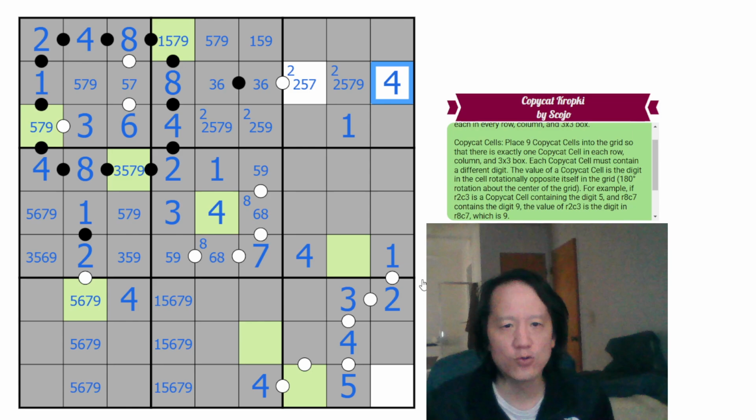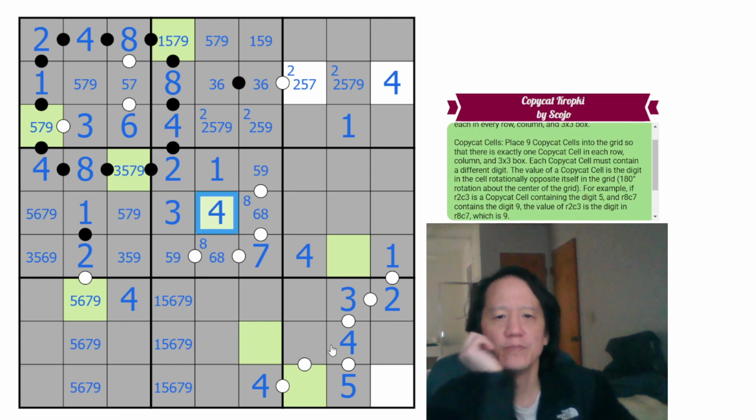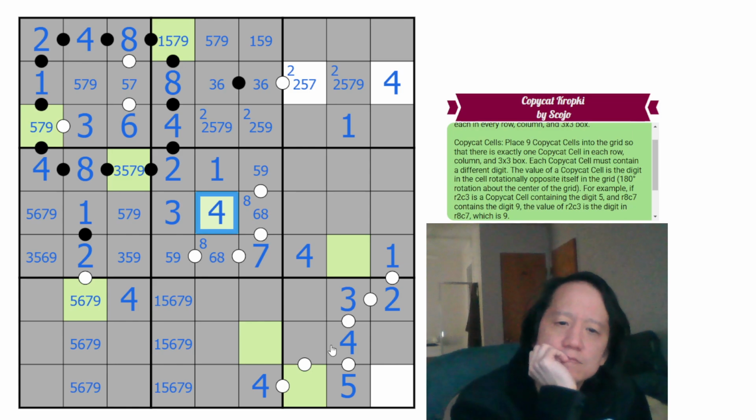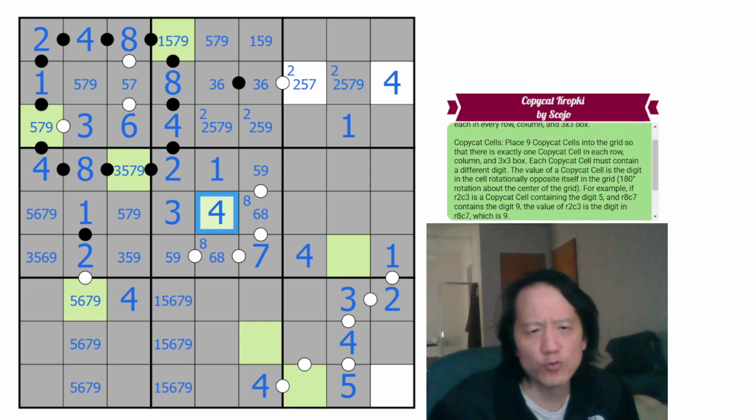Wait, but then we have 4 as the copycat cell, which it can't be. Hold up. We're missing something here. What are we missing?